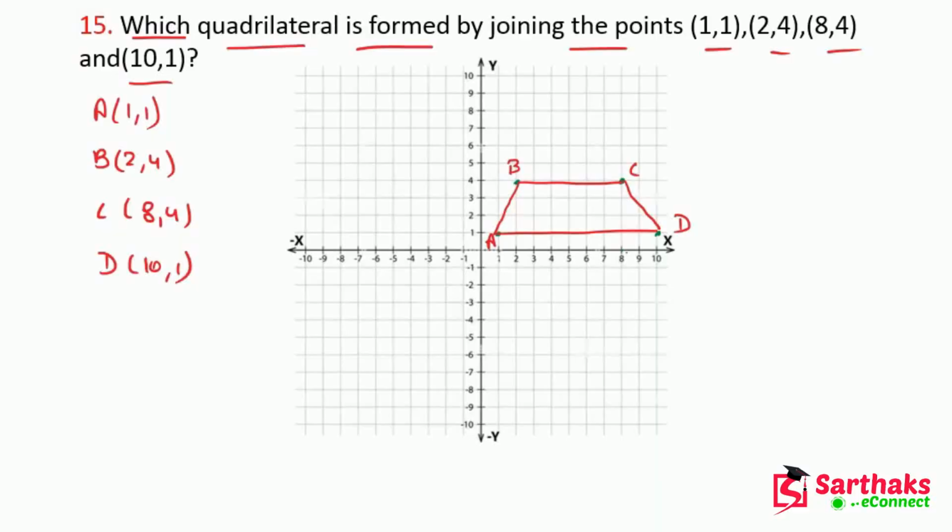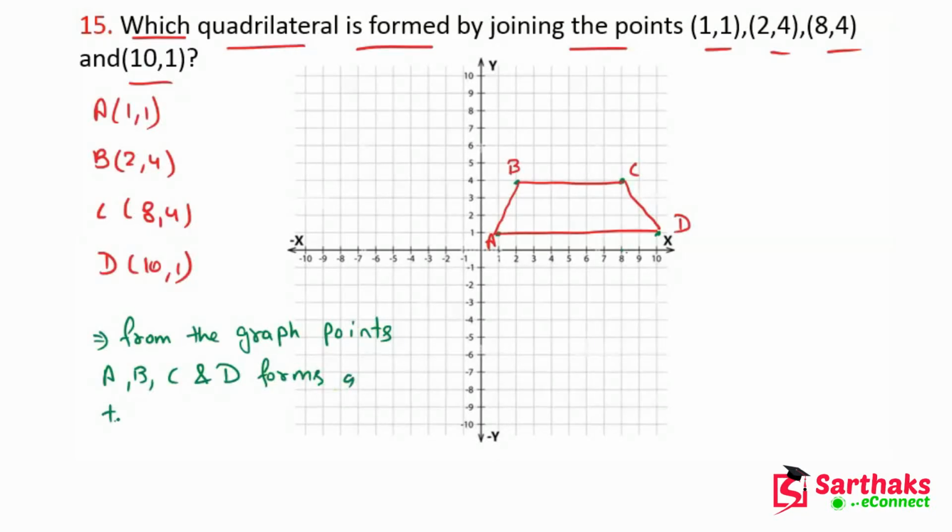Now we can say that this figure looks like a trapezium. From the graph, points A, B, C and D form a trapezium, trapezium ABCD. I hope you understand these things.